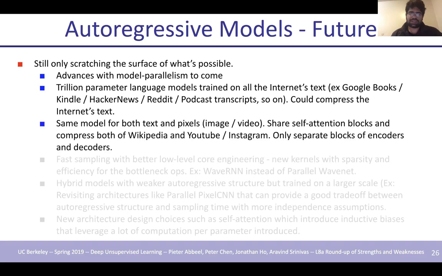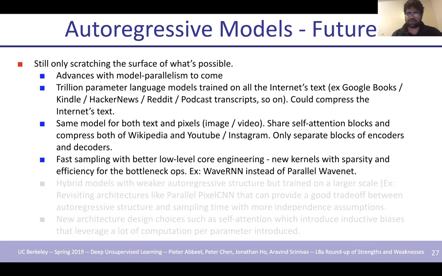And secondly, we can figure out ways to train one single model for multiple modalities, just an even bigger generative model that could work at a video level on YouTube, image level on Instagram, and text level on Wikipedia. So that way it's able to probably correlate information across multiple entities in a completely unsupervised fashion. All this kind of modeling requires hardware and software advances for model parallel training.